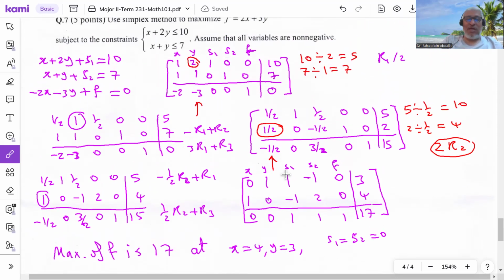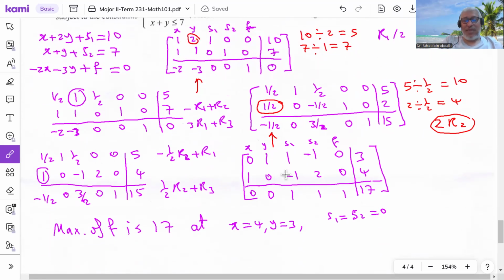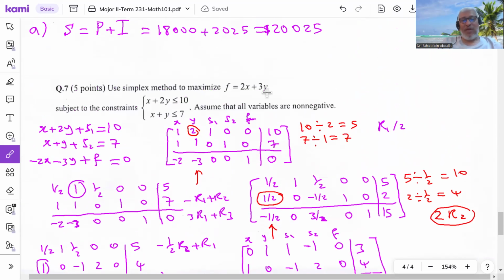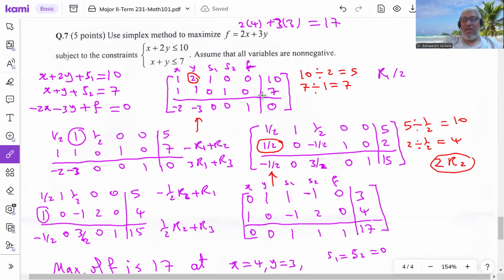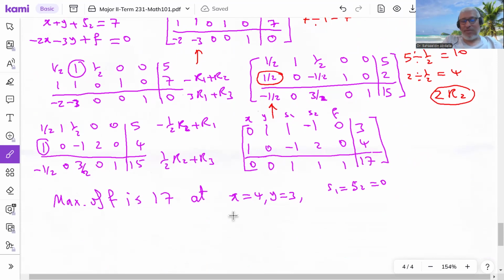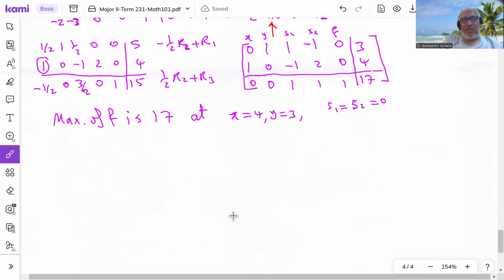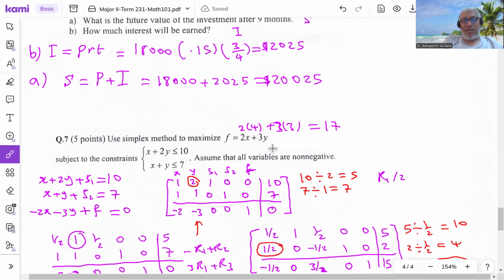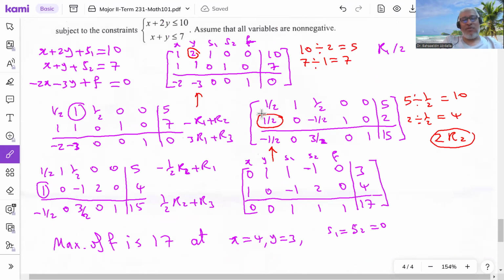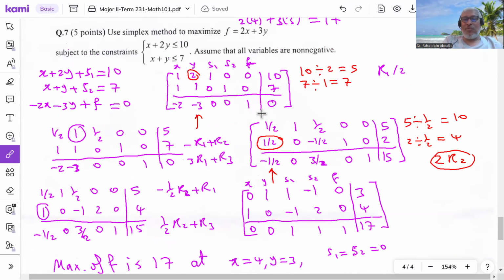Let me check my answer. If I replace X by 4 and Y by 3 here, 2 times 4 plus 3 times 3, I'll have 8 plus 9, that's 17. So that's a relief. My answer is good, is accurate. It doesn't have a problem when I replace it here. This was the final question. I hope you enjoyed solving this exam with me.